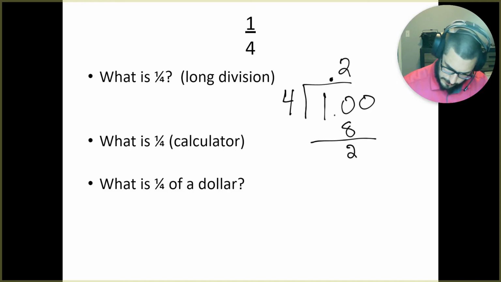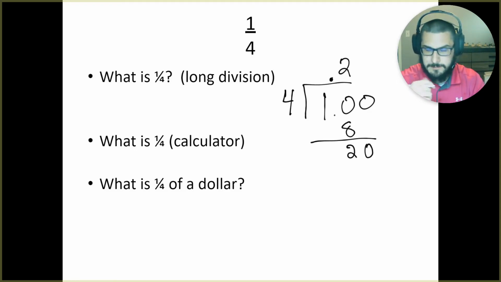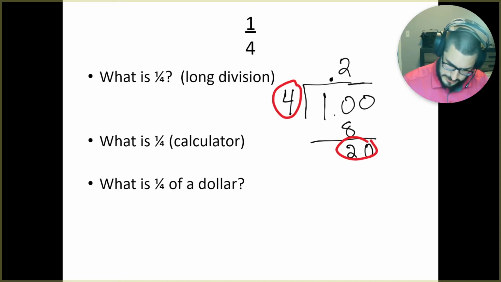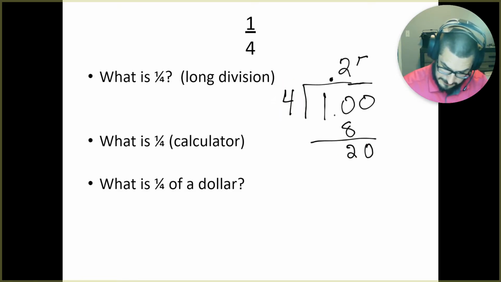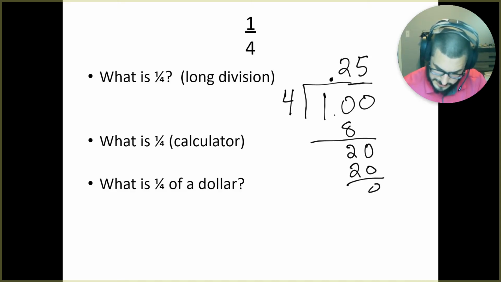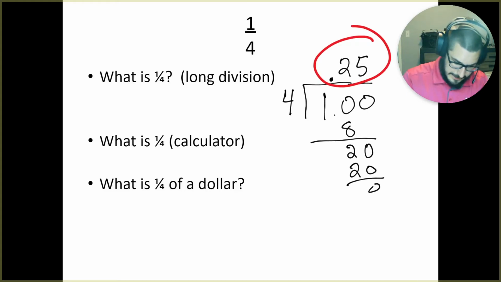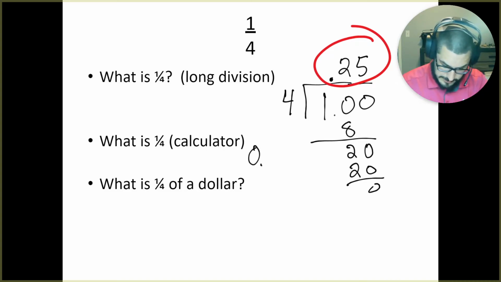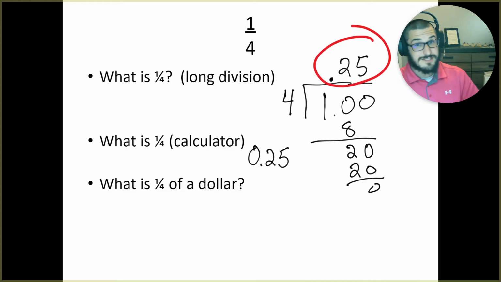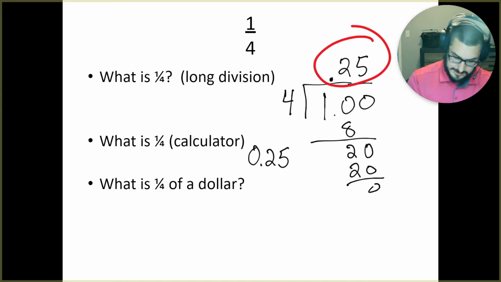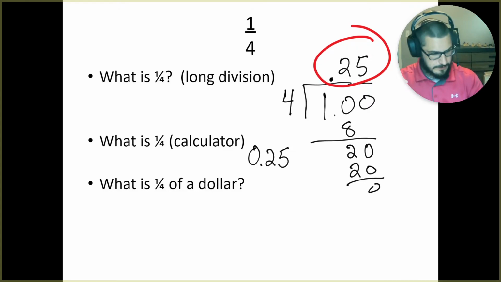Still not done, so I've got to bring down my 0 here. And then ask, how many times can 4 go into 20, which is going to be 5. 4 times 5 is 20, which gives me 0 remainder. So there's my answer there, 0.25. And type that in the calculator. 1 divided by 4, 1/4, is going to be 0.25. Again, a fourth of a dollar we're thinking, and that's going to be a quarter, right? 25 cents. So a quarter.